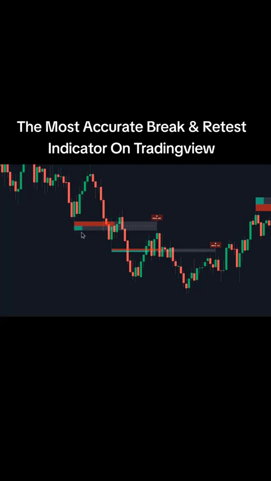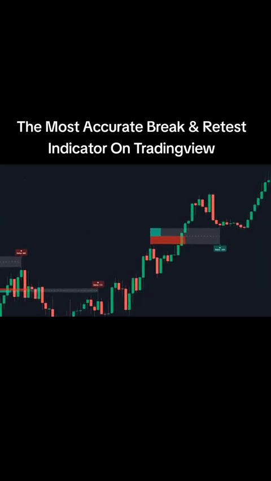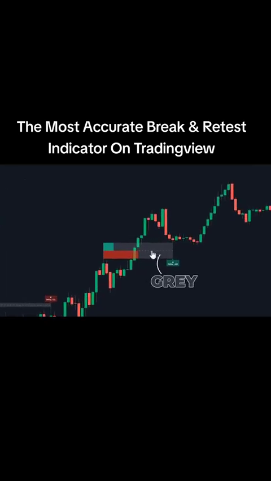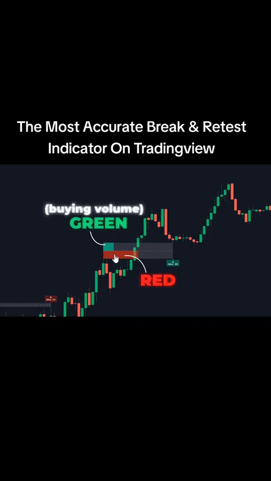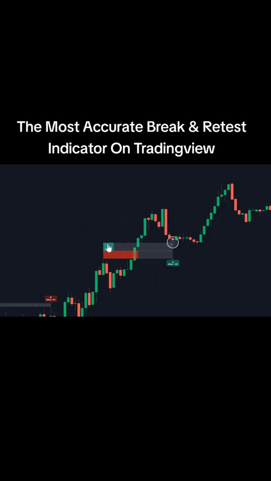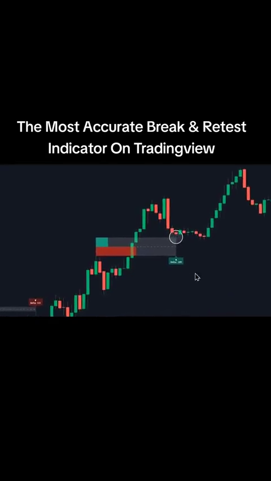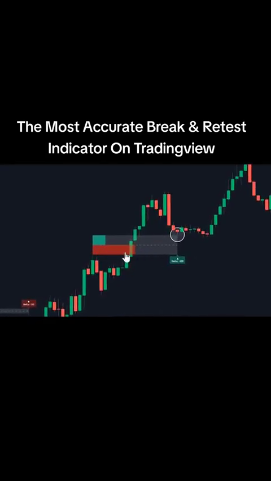Now, looking at these levels, you can see they have three colors. The normal color is gray with a line marking the center of it. But then we have these two colors, green at the top and red at the bottom. The green at the top represents the buying volume, and the red at the bottom represents the selling volume. That volume actually represents the volume during the retest of a broken support or resistance level. Since this is a resistance level, the green area indicates the buying volume at the retest of the support level, and the red area indicates the volume during the retest of the resistance level. Now, just by looking at this, you can see it's represented visually as a ratio instead of actual numbers.